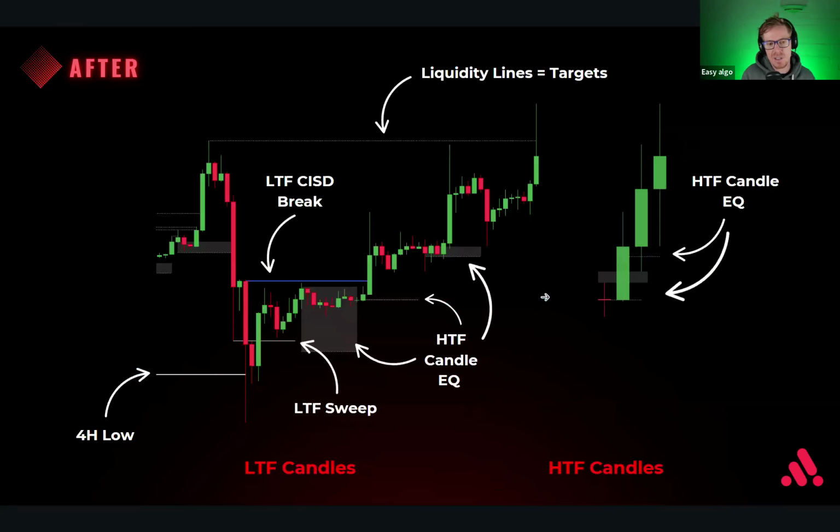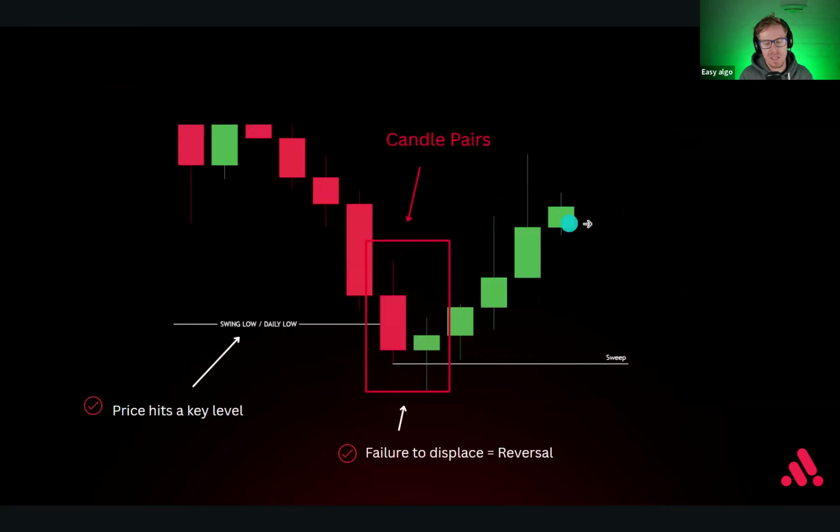But the key to this, we've given so much of the automation to make this as simple as possible. But the key to your success is really going to be in understanding how to use the higher time frame with the lower time frame so that you can find trades that are in alignment with the higher time frame. So here's an example of how the logic is working. We've got a swing low or a daily low or a key level that's marked out, a higher time frame key level. Price hits a higher time frame key level, and then we get a sweep occurring exactly in that location, the failure to displace, which is letting us know it's a reversal.